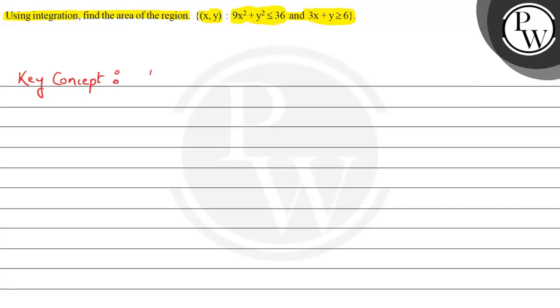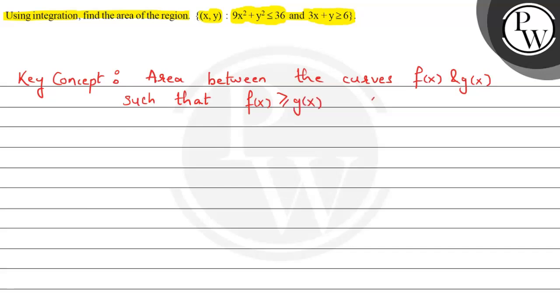And the key concept for this problem is area between the curves, say fx and gx, such that fx is greater than or equal to gx for values of x in the interval a to b, and the area for this interval is A equals integral a to b of fx minus gx times differential dx. Now with the help of this key concept, let's now start our solution.